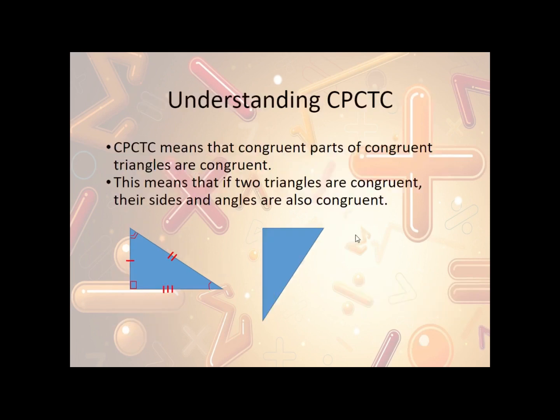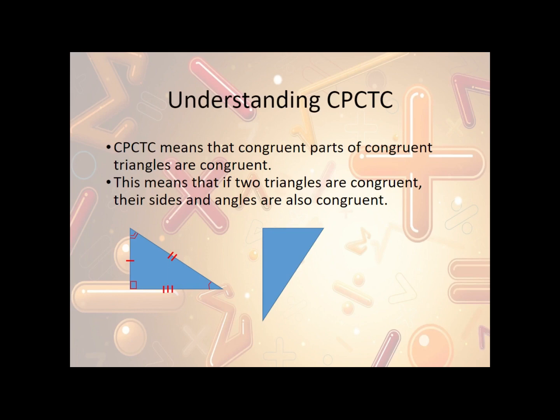Now, what does CPCTC mean? Well, CPCTC means that congruent parts of congruent triangles are congruent. So that's kind of a mouthful. What this basically means is that if we know that two triangles are congruent, then their parts must also be congruent. So as long as I've stated, okay, triangle ABC is congruent to triangle DEF, then we could say that side AB is congruent to side DE, because if the triangles are congruent, then that means their parts also have to be congruent.